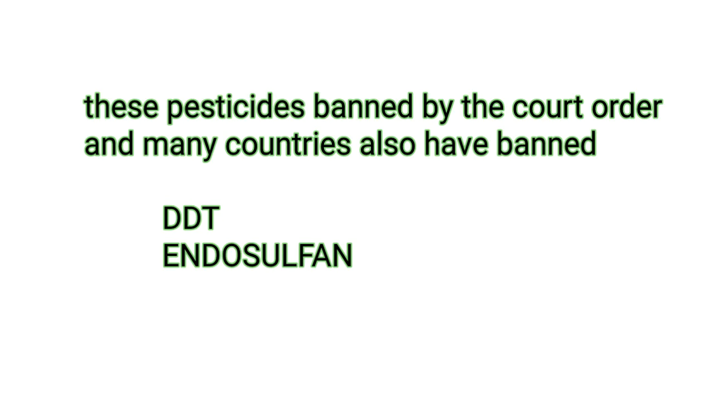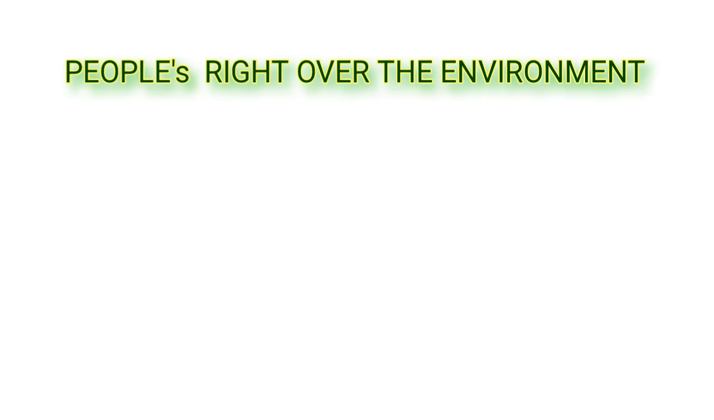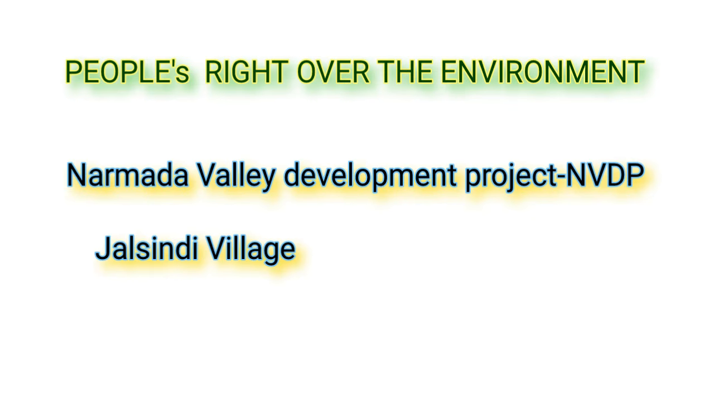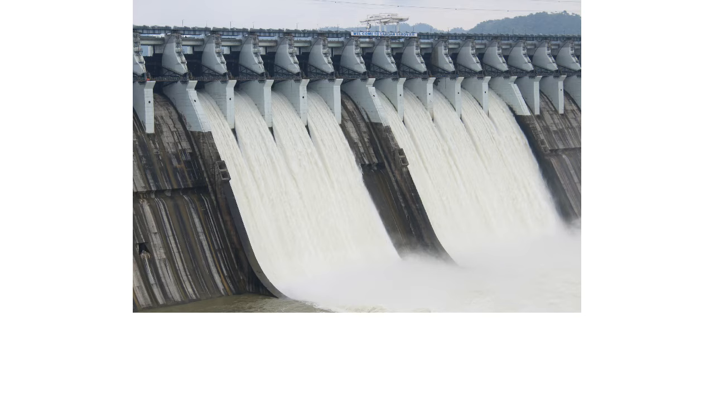So let's see another issue, people's right over the environment. Here we'll discuss the Narmada Valley Development Project. NVDP means Narmada Valley Development Project, which includes the Sardar Sarovar Dam and also Jalasandhi village. The Narmada Valley Development Project is the single largest river development scheme in India. It is one of the largest hydroelectric projects in the world.